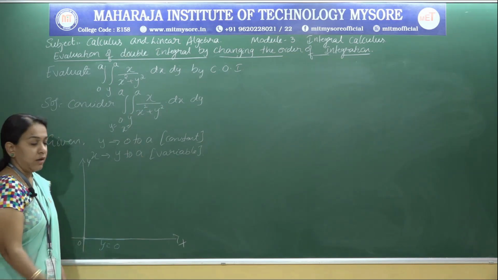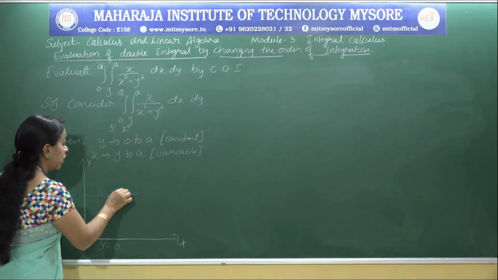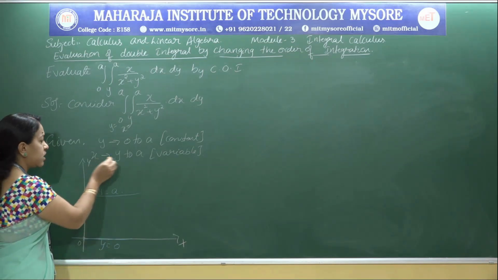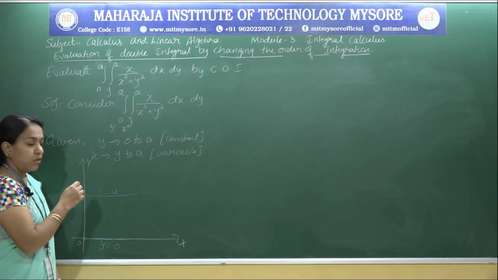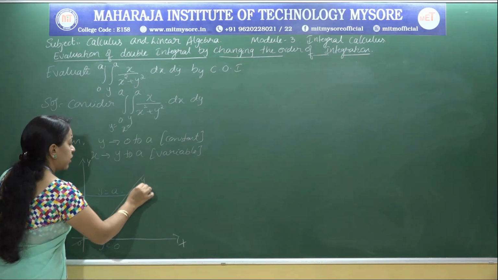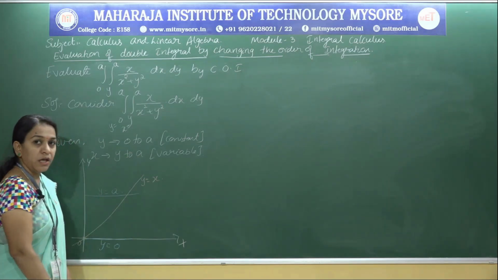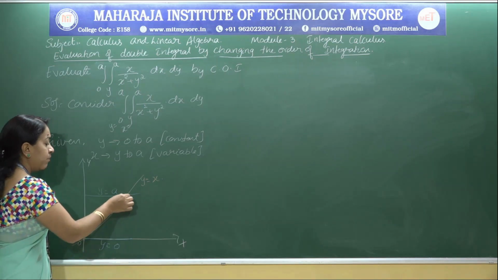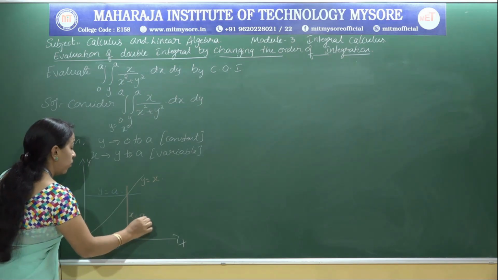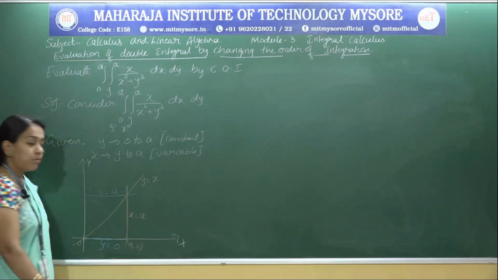Then y equal to a, the line parallel to the x axis, y equal to a. The next one, x equal to y. The given x equal to y is nothing but y equal to x. It is a line passing through the origin. This is our line x equal to y, and x equal to a. So x equal to a is nothing but a line which is parallel to the y axis passing through the point on the x axis. It passes through a comma 0, right.